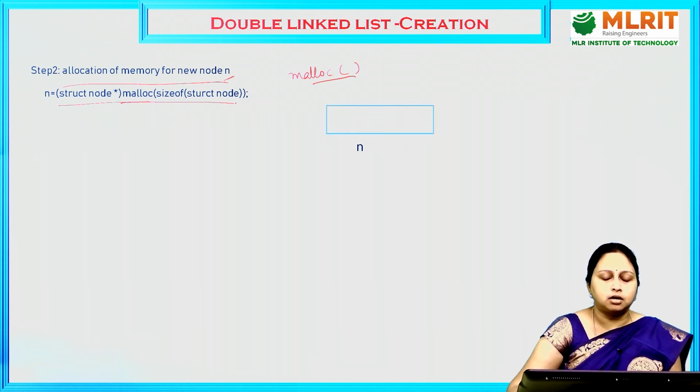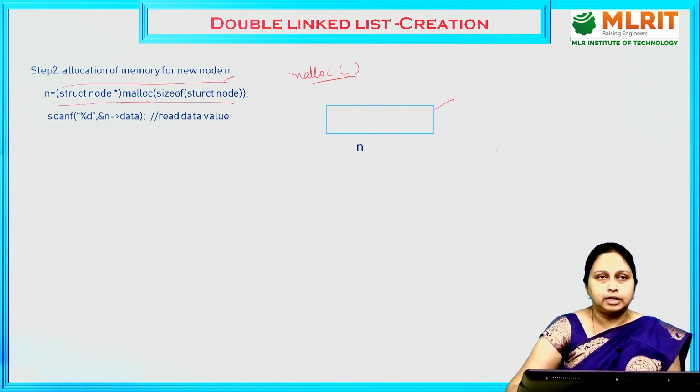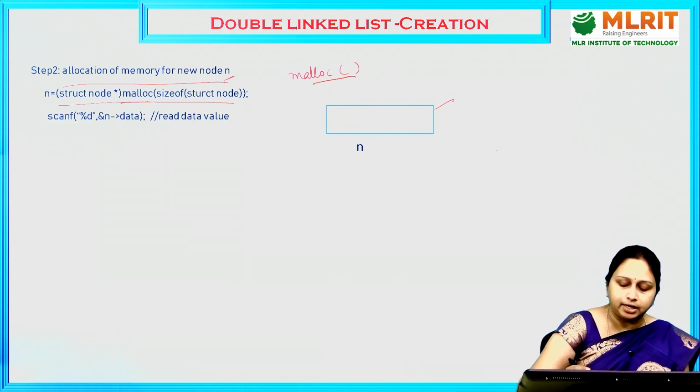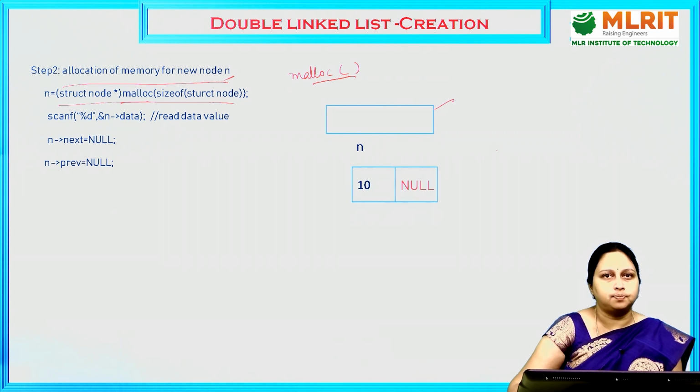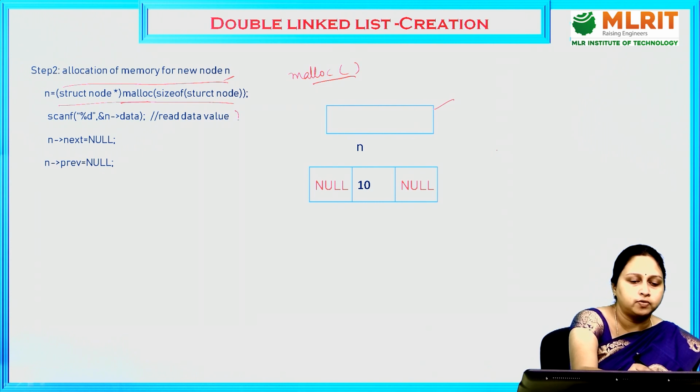Based on this, a memory block will be allocated with the name n, and we are going to read the data value, and the next part is assigned to null, and the previous also is assigned to null. Now you can see here, these are the steps we have represented.